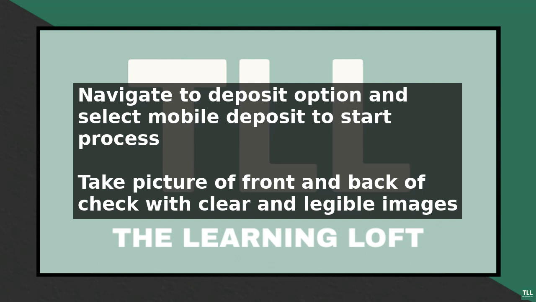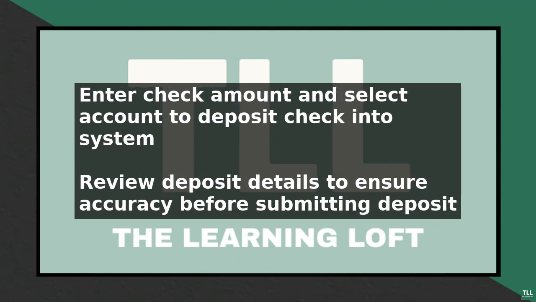Once you have taken the pictures, enter the check amount and select the account you want to deposit the check into. Review the deposit details to ensure everything is accurate. Then submit the deposit. You will receive a confirmation message once the deposit has been submitted, and the funds will be available in your account according to Wells Fargo's deposit availability policy.